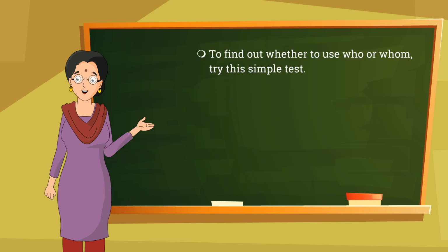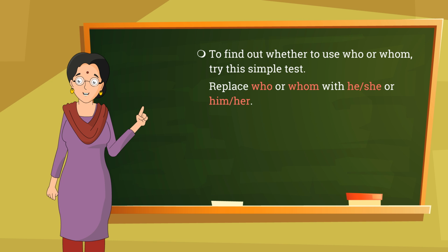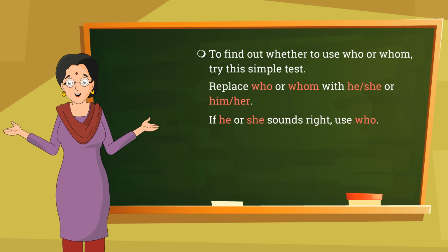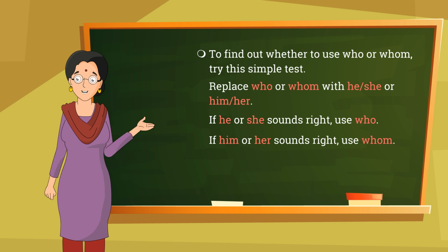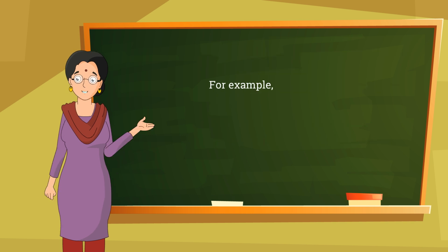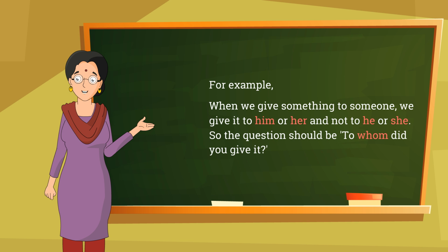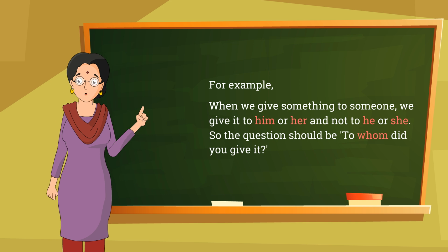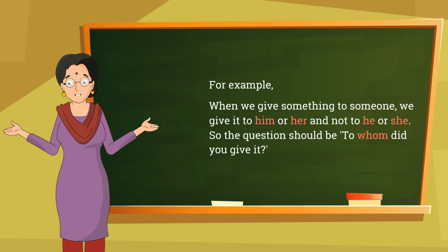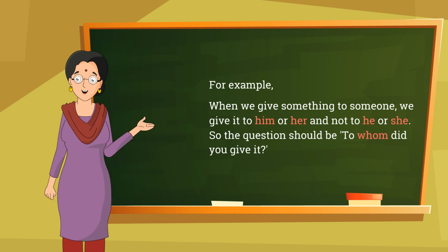To find out whether to use who or whom, try this simple test. Replace who or whom with he or she or him or her. If he or she sounds right, use who. If him or her sounds right, use whom. For example, when we give something to someone, we give it to him or her and not to he or she. So the question should be, to whom did you give it?